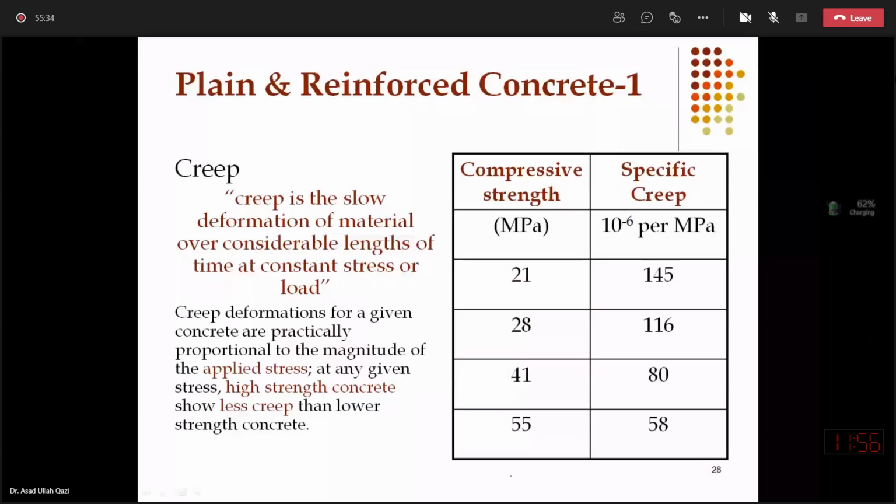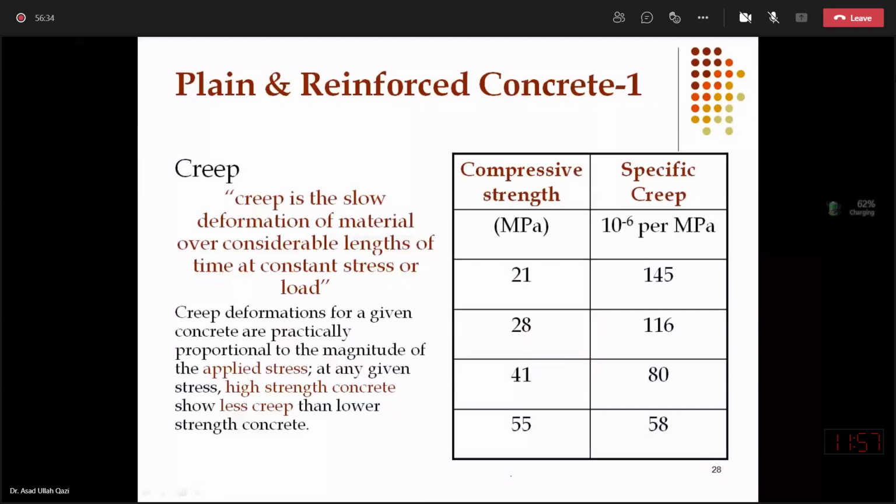However, the specific creep summarized in this table will reflect that when you have a higher compressive strength in concrete, specific creep will reduce. So with 21 megapascal, it is 145 into 10 raised to the power minus 6 per megapascal, and it will reduce to 58 into 10 raised to the power minus 6 per megapascal when strength increases from 21 to 55. So this, again, is for your reference; this specific creep can be used to estimate the change in length due to creep.